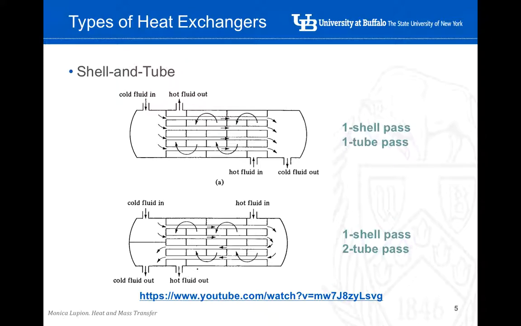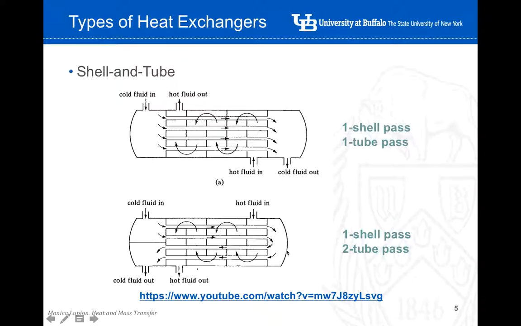Shell and tube are very common types of heat exchangers. We are trying to maximize the transfer area here, and there are different configurations. These two examples, for instance, this one is one shell pass and one tube pass. We say that it is one pass when the fluid only passes one time, like in this case. So the fluid gets into the heat exchanger here and it goes all the way down to here only once.